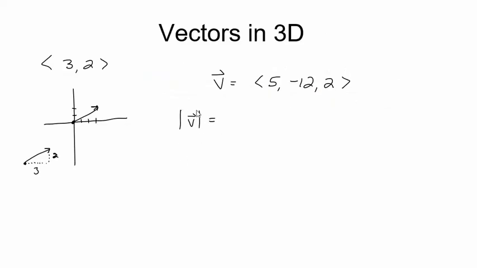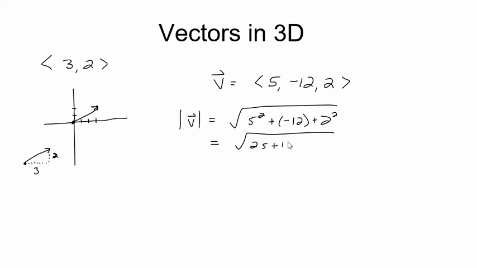All right, so the notation for magnitude, with the two bars, looks kind of like an absolute value. So we've got 5 squared plus (-12) squared plus 2 squared. And we can all do this arithmetic. 25 plus 144 plus 4, what does that give us? 169 plus 4, 173. All right, so the magnitude of that vector is the square root of 173.